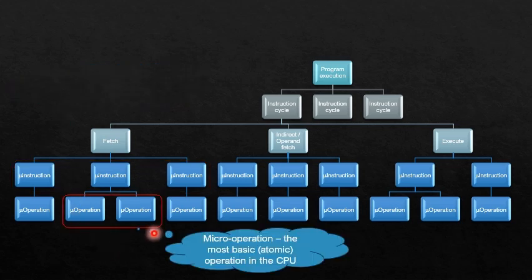A micro operation is the most basic, atomic operation in the CPU. It could be the transfer of data between registers, the transfer of data between a register and memory, or the execution of the arithmetic logic unit, like what would happen under the execute subcycle.